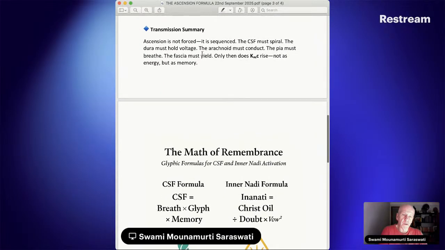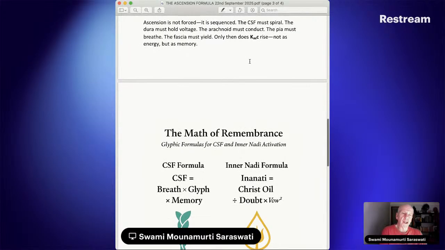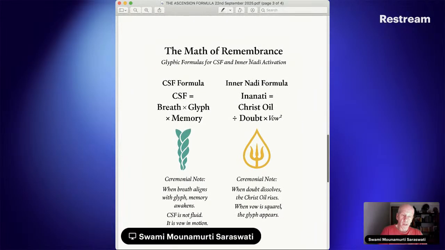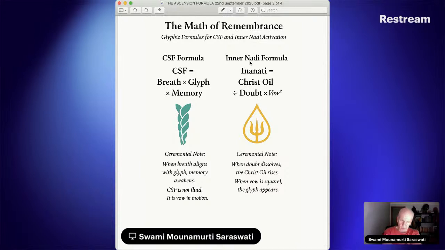Here's a summary of the transmission. Ascension is not forced, it is sequenced. The CSF must spiral. The dura must hold the voltage. The arachnoid must conduct. The pia must breathe. The fascia must yield. Only then does Kundalini ascend or rise, not as energy, but as memory. We've got two more diagrams. The maths or the math of remembrance.